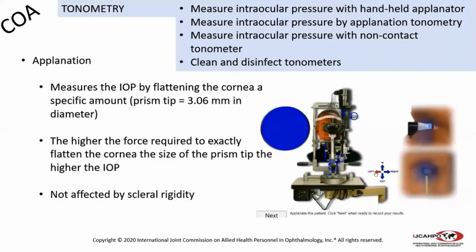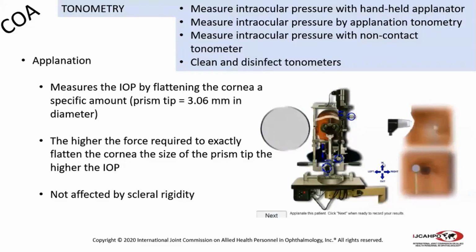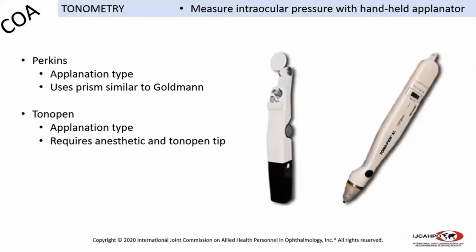In the image to the right, you can see a simulation of applanation tonometry and the mires that are seen when looking through the oculars and the biprism makes contact with the cornea. Other methods of applanation are the Perkins and the Tono-Pen. The Perkins is an applanation type and uses a prism similar to the Goldmann, as seen pictured here on the left. The Tono-Pen is also an applanation type, and it also requires anesthetic and a Tono-Pen tip.